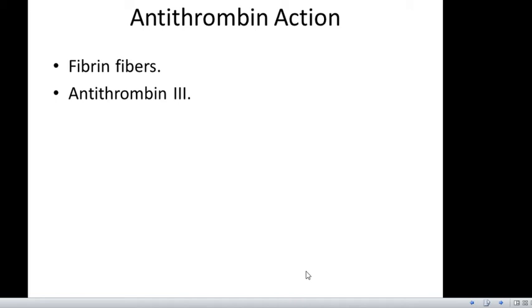Now, when a clot is forming, most of the thrombin becomes adsorbed to the fibrin fibers. This adsorption prevents excessive spread of the clot. The thrombin that does not adsorb to the fibrin fibers combines with antithrombin 3, which blocks the effects of the thrombin and also inactivates it.